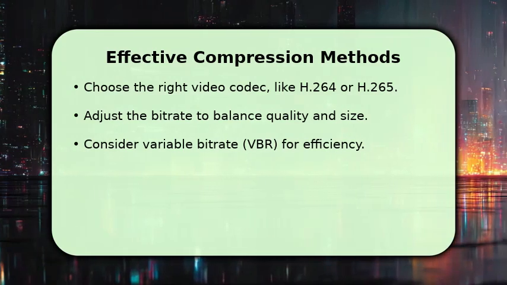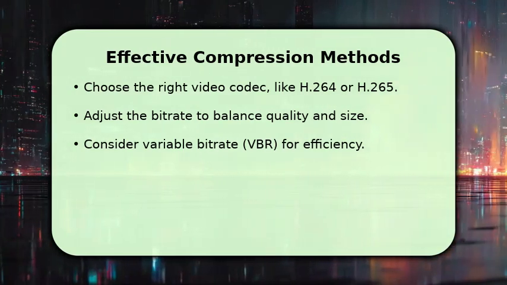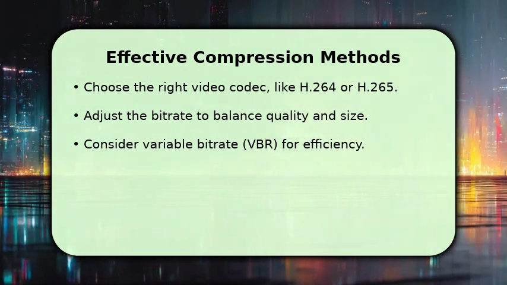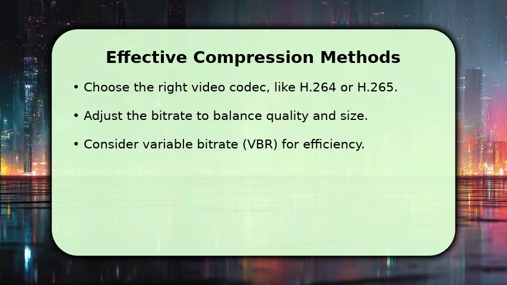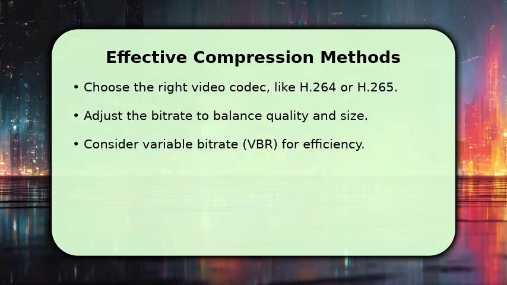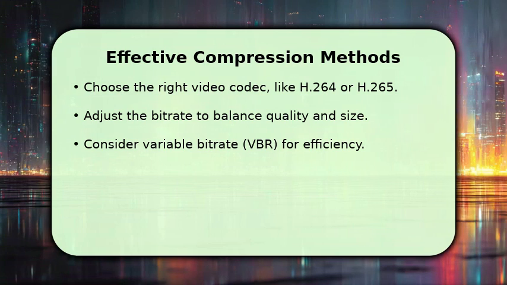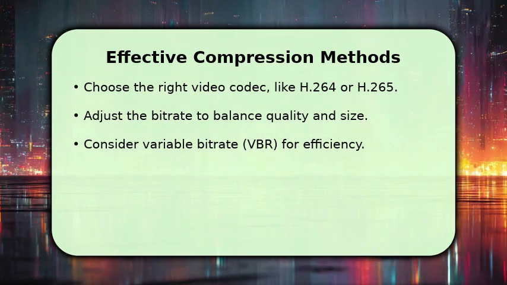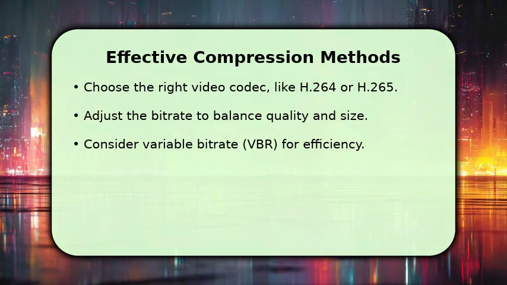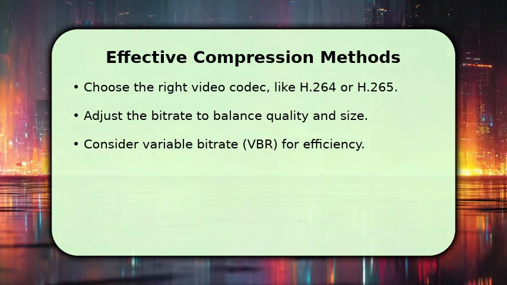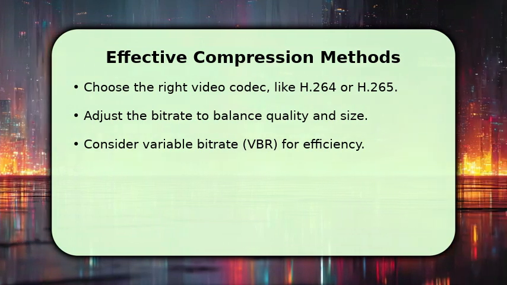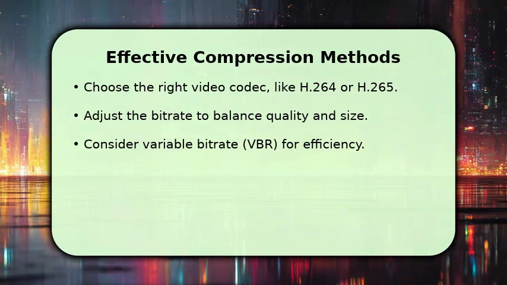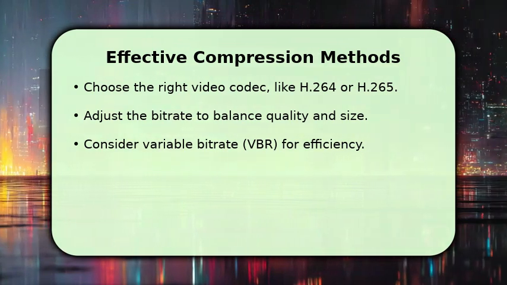One of the most effective ways to reduce video size is through smart compression. Modern codecs like H.264 and H.265, also known as high-efficiency video coding, are crucial. Adjusting the bitrate, which is the amount of data per second, directly impacts file size. A lower bitrate means a smaller file, but too low can degrade quality. Aim for a balance, perhaps between 5,000 and 10,000 kilobits per second for high-definition video, depending on your needs.